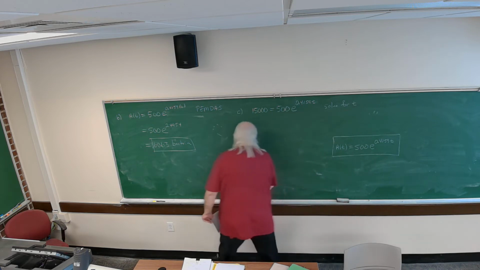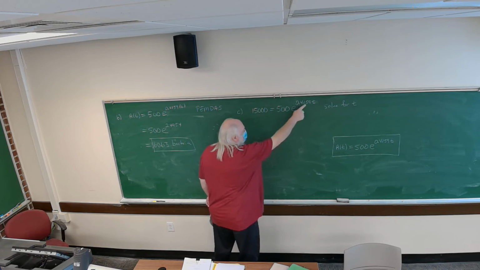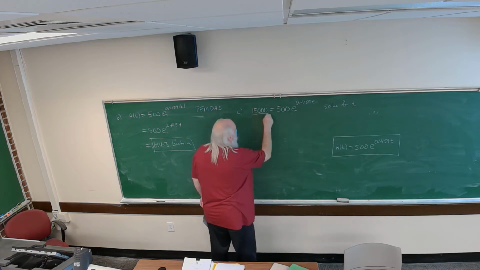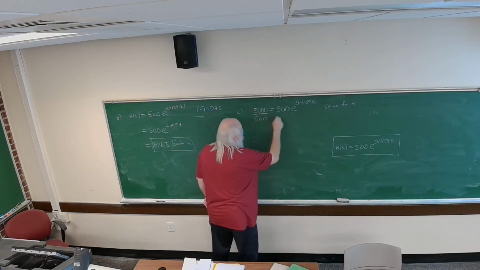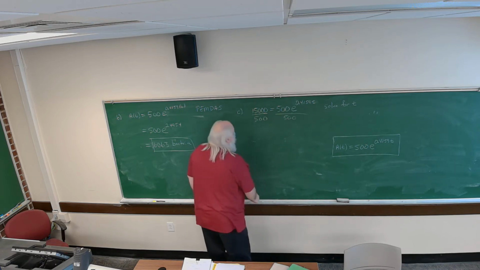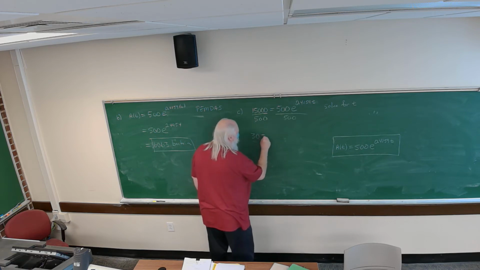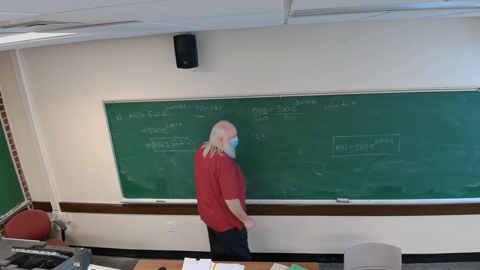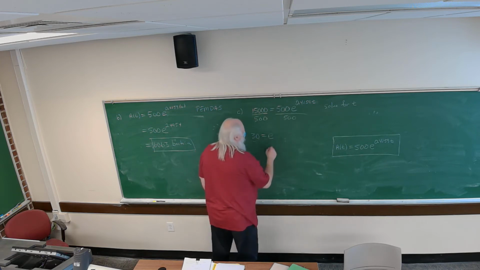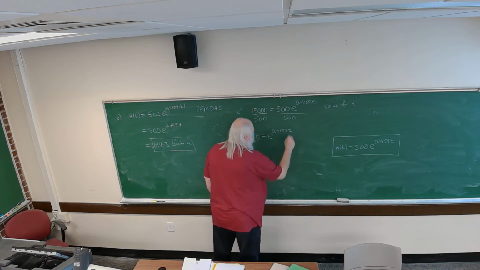So, again, this is 500 times the number e raised to that power. So, division undoes multiplication. So 15,000 divided by 500 is 30. On the right hand side, right, 500 cancels in the numerator and denominator, and we're left with e raised to the 0.4159 T power.